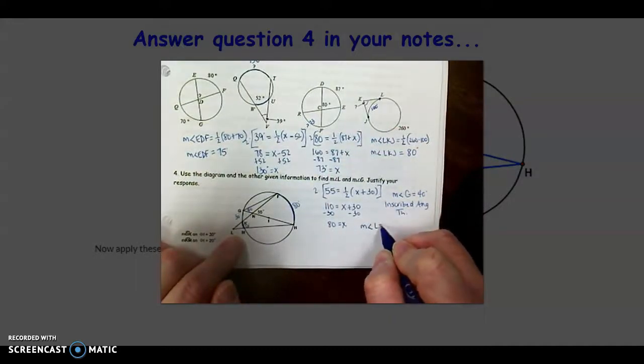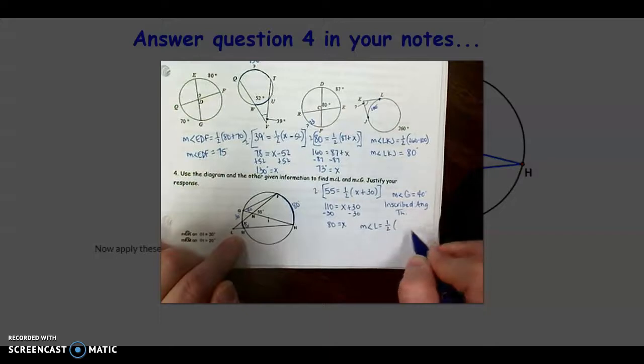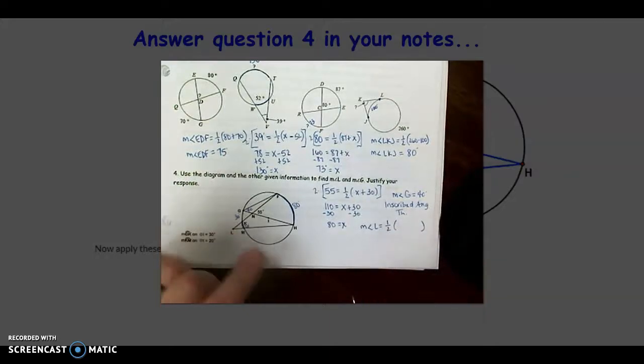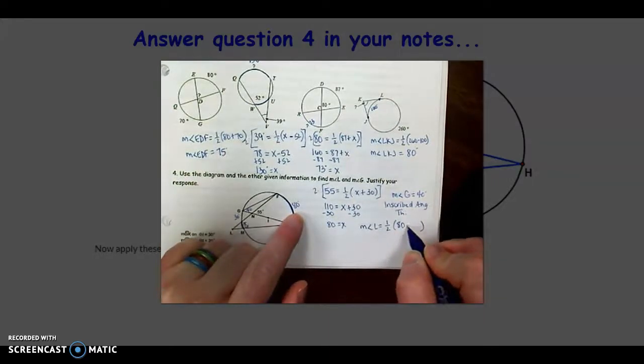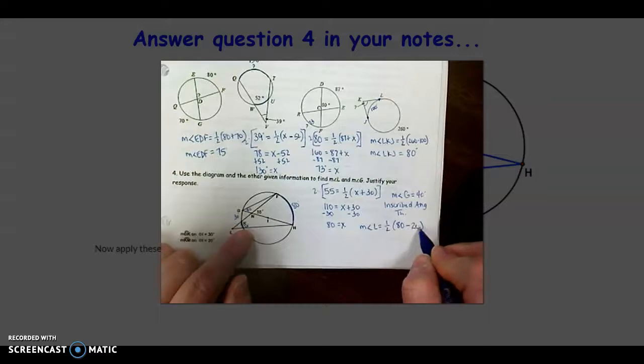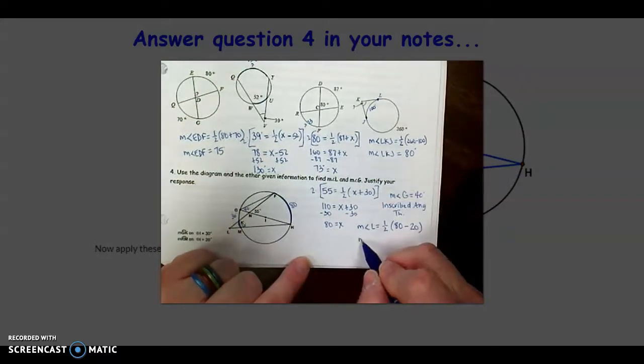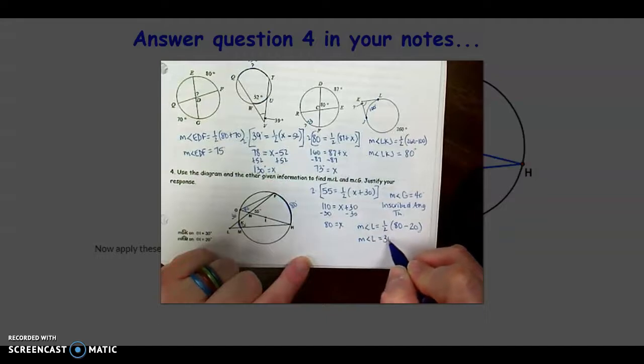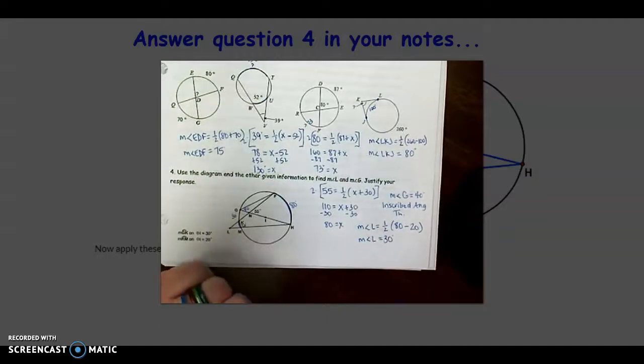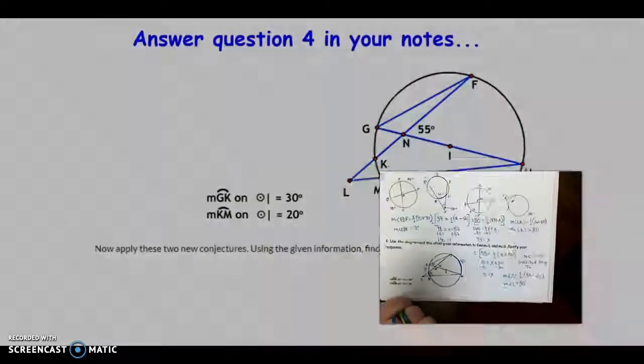The measure of angle L is simply half the difference of its two arcs. Always the bigger one minus the smaller one. So I know 80 minus 20 is 60, and half of 60 is 30. So the measure of angle L is 30 degrees.